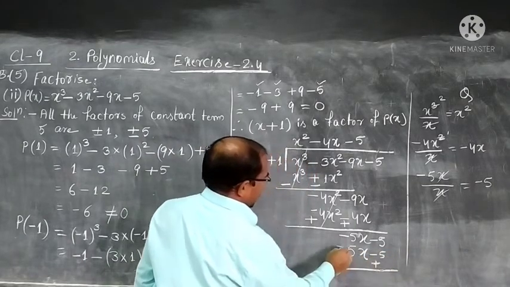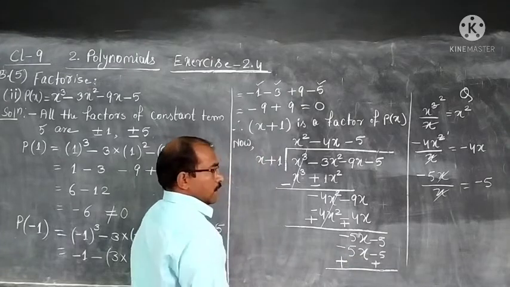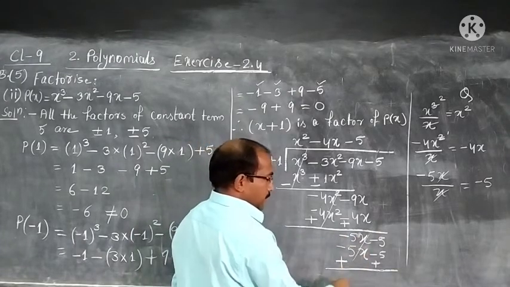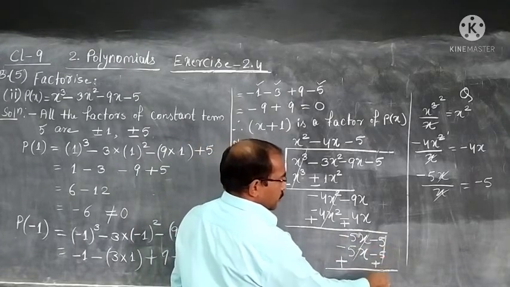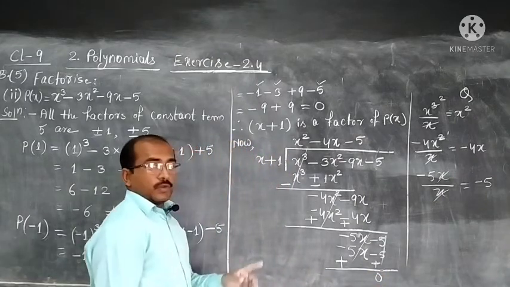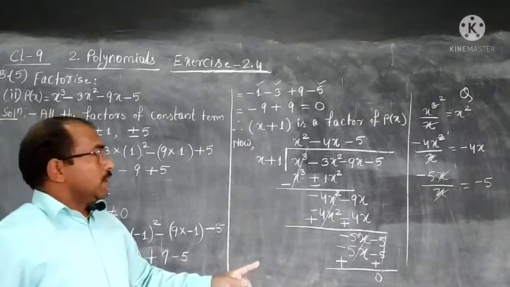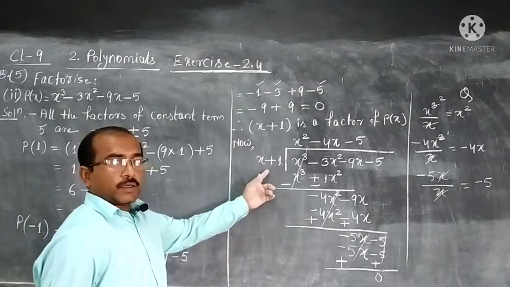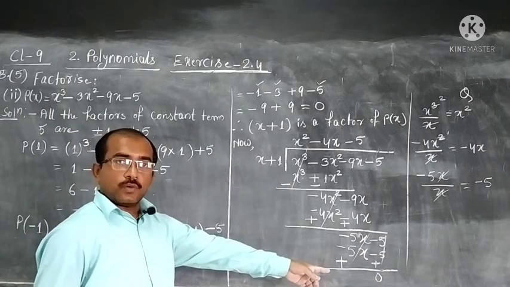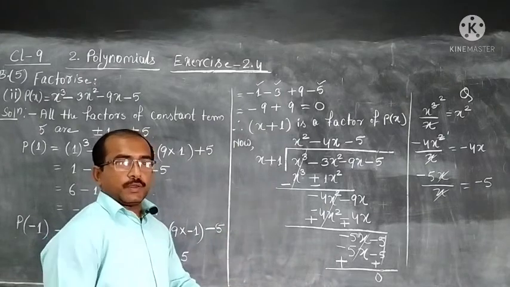Changing into plus, this minus also changing into plus. So, what is here now? Minus 5 plus 5, 0, minus 5 plus 5 also 0. So, this is the meaning of factor. In every division I am reminding you, if this is truly a factor, the remainder will be 0 when we divide the polynomial by the factor.